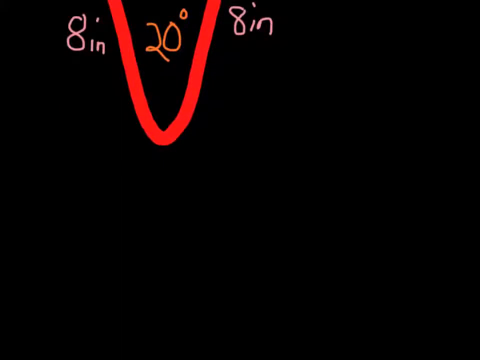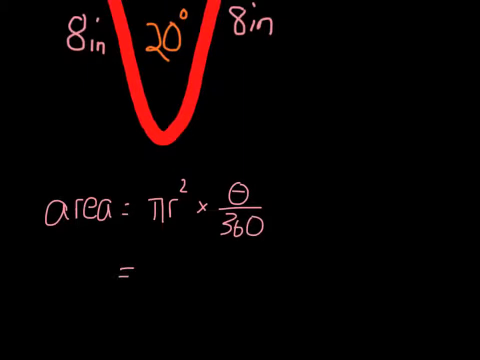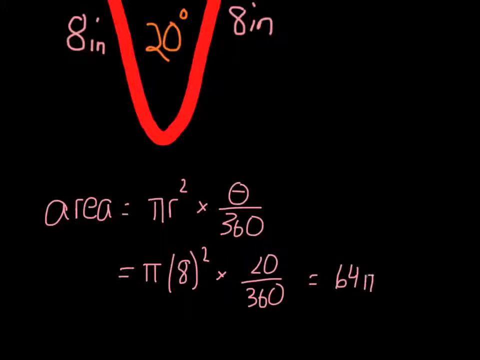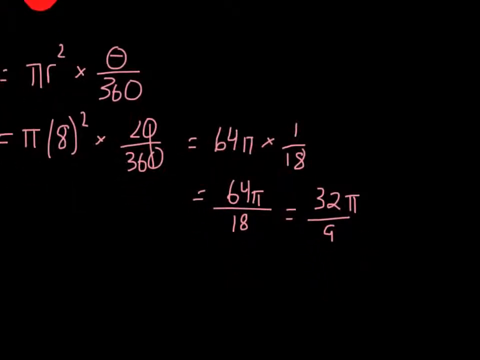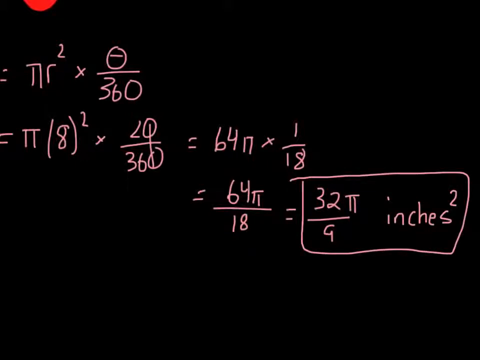Well, you have an equation. Area is equal to pi r squared times theta over 360. To solve this, you have your radius, which is 8, and your angle, which is 20. When you solve this out, you get 64 pi times 1 over 18, which simplifies to 64 pi over 18. Simplifying more, you get 32 pi over 9 inches squared. So the area of your pizza is 32 pi over 9 inches squared.